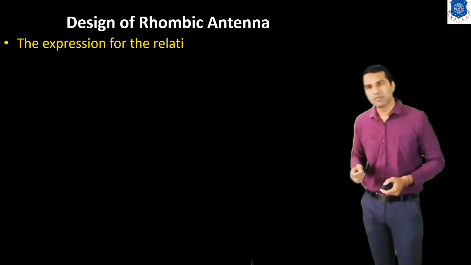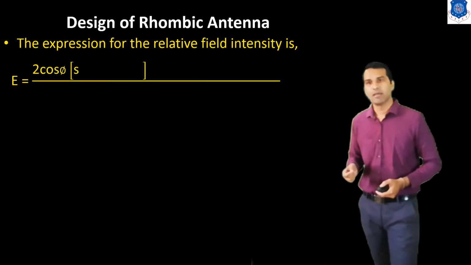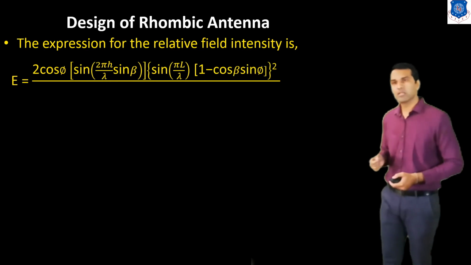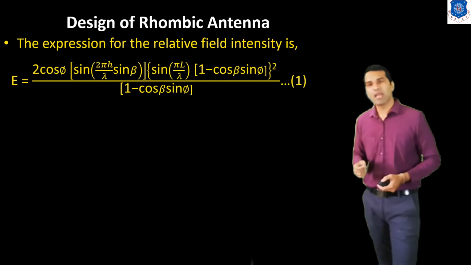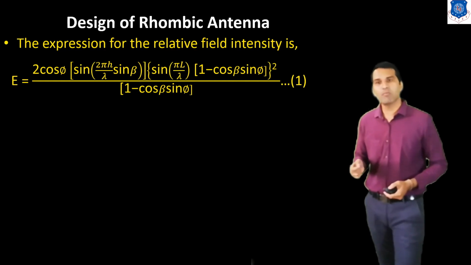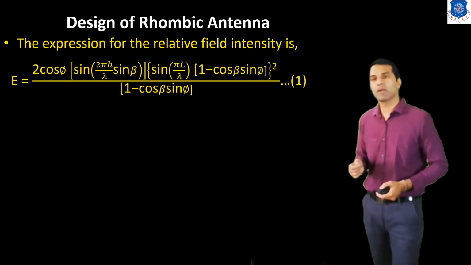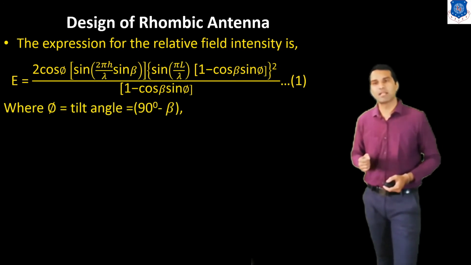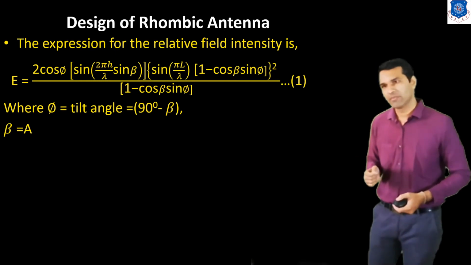The expression for the relative field intensity is E equals 2 cos phi sine (2 pi h by lambda) sine beta, sine (pi L by lambda) (1 minus cos beta sine phi), whole square upon 1 minus cos beta sine beta. And here this phi indicates the tilt angle, and it's nothing but 90 minus beta we can write.